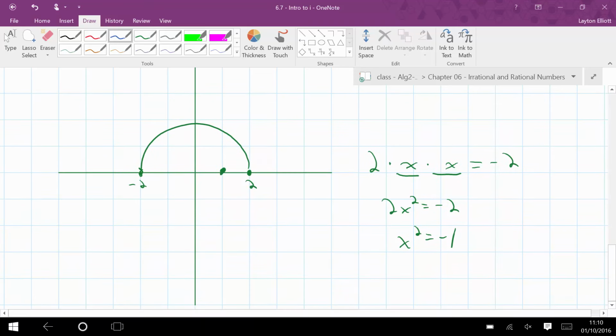So what we're going to do is we're going to say, well, that number that makes this true is going to exist right here. It's going to exist halfway through that rotation.